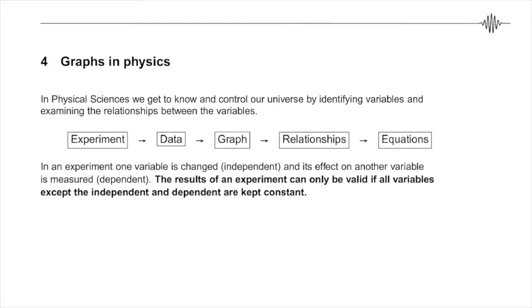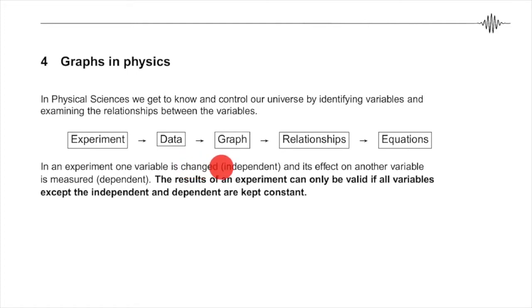Now, when we look at the universe around us, we want to understand why things are happening and we want to predict what's going to happen if we change something. To do that, we identify different variables, things like acceleration and force, and then we examine the relationships between the variables. To do that, we're going to do experiments. When you do an experiment, you change something and see what the effect is.